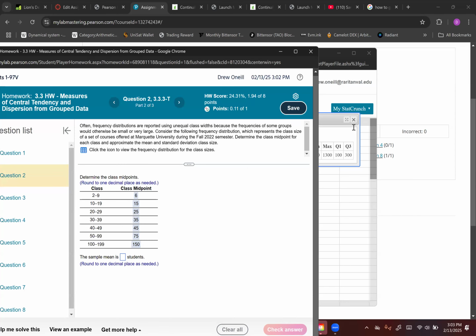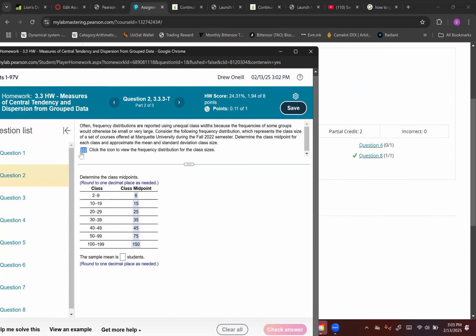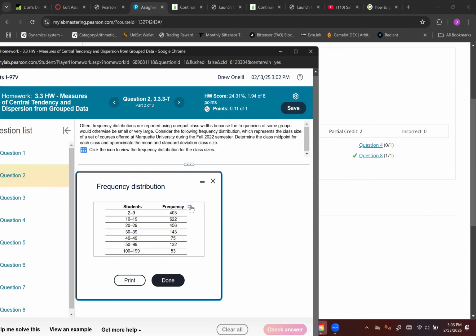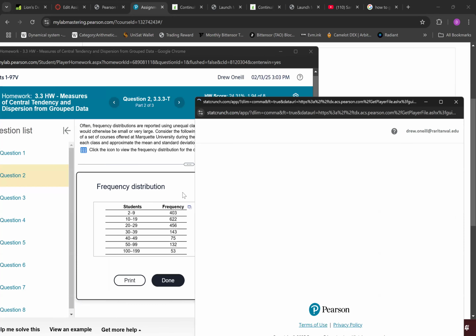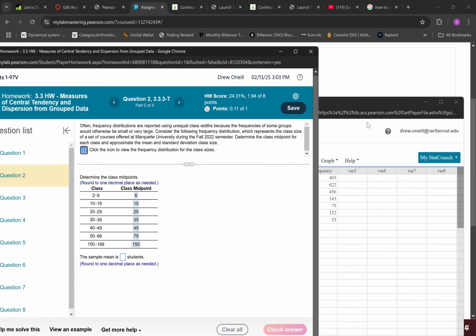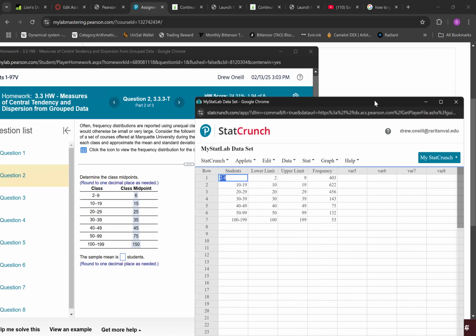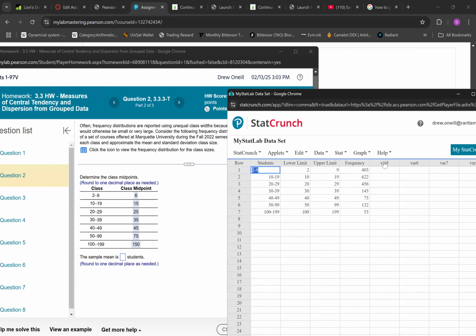Sample mean. So what we do is let's open our data in StatCrunch. It's the same exact thing we just did, except we have a little bit of work to do. That's why they asked us what the midpoints are. So the manual labor here is creating a new column, which are the midpoints. We want to label it so we know what we're calling it. So we go 6, 15, 25, 35, 45, 75, 150.